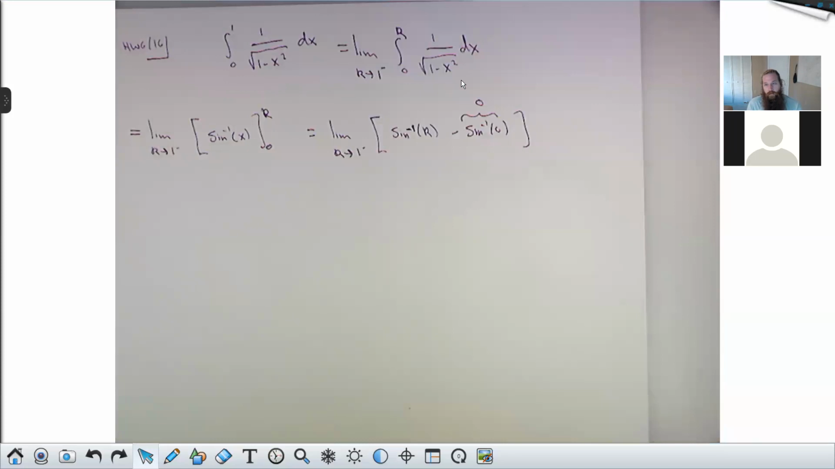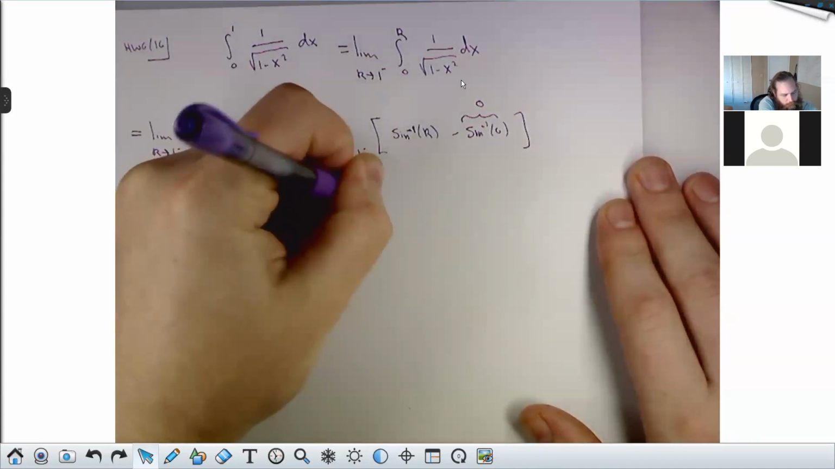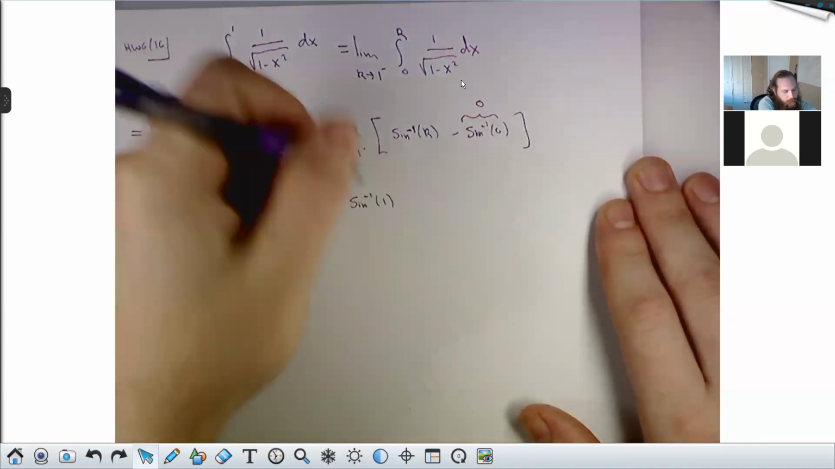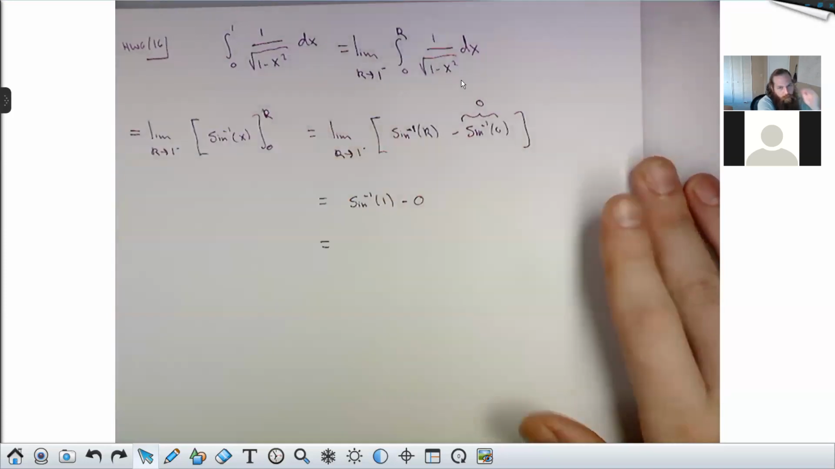Fortunately, the inverse sine function is actually continuous at 1. Right? There's no need to really futz about with limits here. This is just sine inverse of 1 minus 0. And sine inverse of 1 is what?